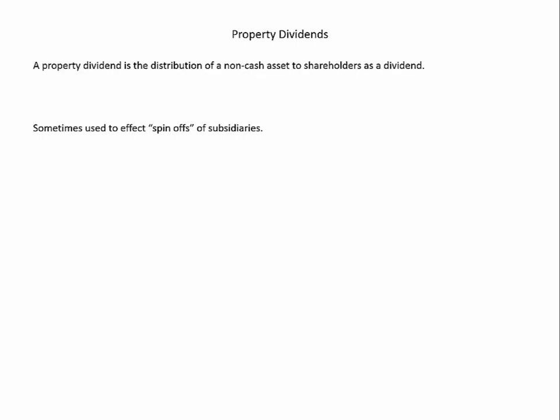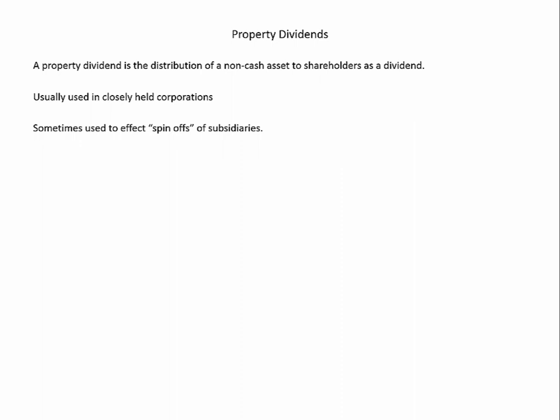Finally, property dividends. A property dividend is the distribution of a non-cash asset to shareholders as a dividend. Now, it's usually used in closely held corporations. It's difficult to use these in widely held corporations. Let's assume you're megacorp and you've got millions of shareholders. How do you take an asset and divide it amongst millions of different shareholders? So generally it's very seldom used in the case of widely held corporations.